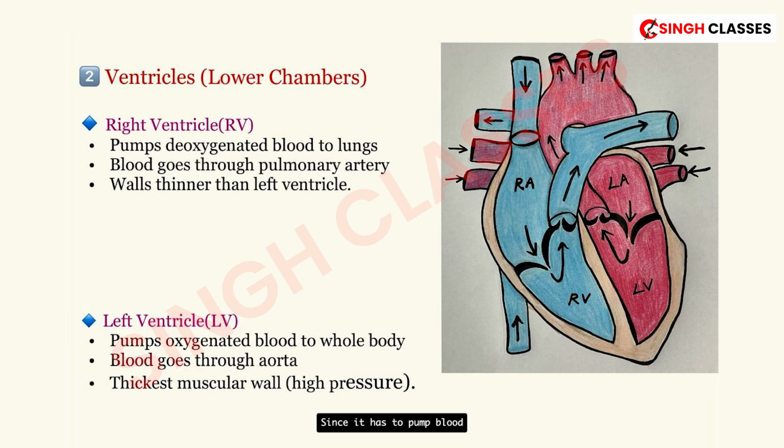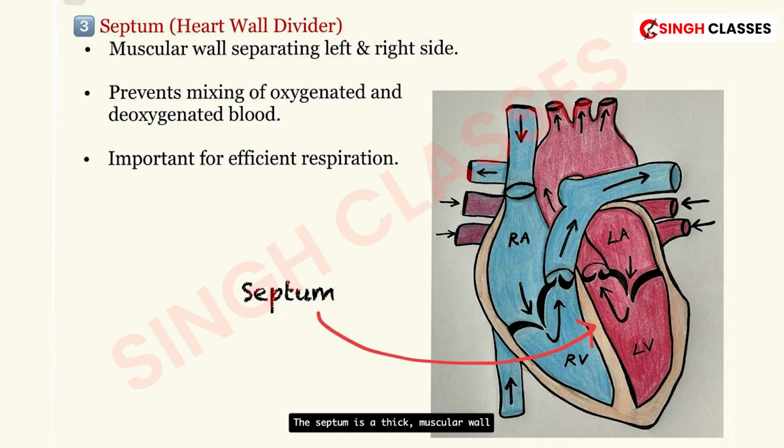Since it has to pump blood to the entire body, its muscular wall is much thicker and stronger than that of the right ventricle. Thus, the right ventricle sends impure blood to the lungs, while the left ventricle sends pure blood to the whole body. The septum is a thick muscular wall that divides the human heart into right and left halves. It prevents the mixing of oxygenated, pure blood and deoxygenated, impure blood inside the heart.